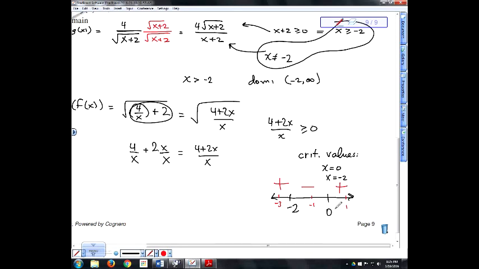Greater than or equal to 0. What numbers are greater than or equal to 0? Well, positive numbers are greater than or equal to 0, so we want all the intervals that are represented by a plus sign. So we've got this interval, we've got this interval.